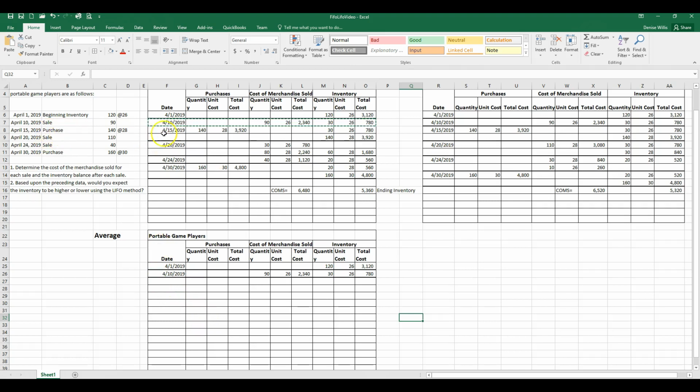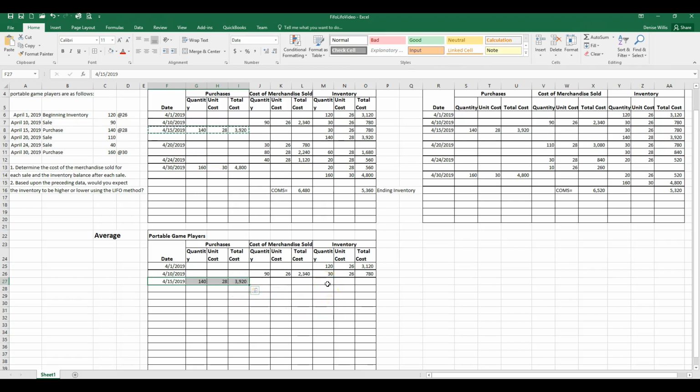Now, when we buy them, this is where it's going to become a little bit different. Okay, I'm going to copy the purchase information because that is the same. We bought 140 units. They cost us 28 a piece, so the total purchase price is $3,920. Now, it's inventory that is going to be different than under the FIFO or LIFO method.